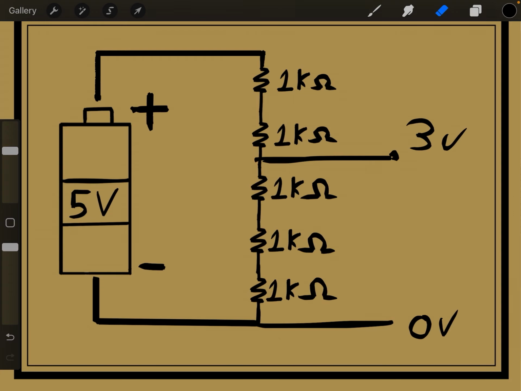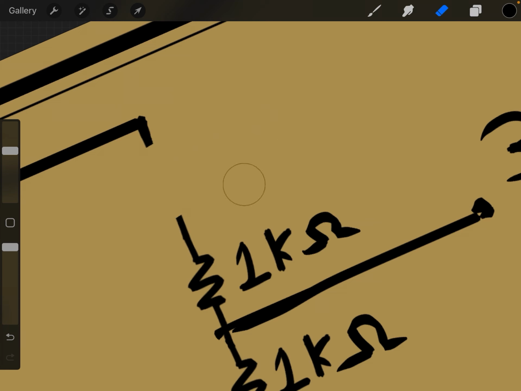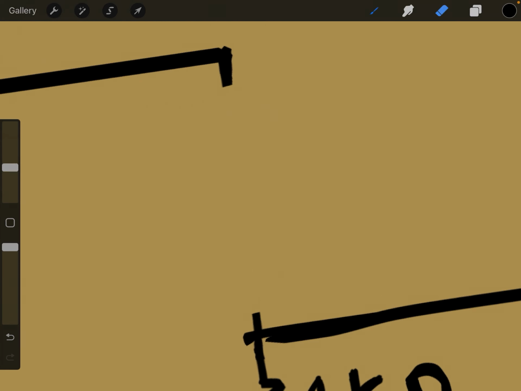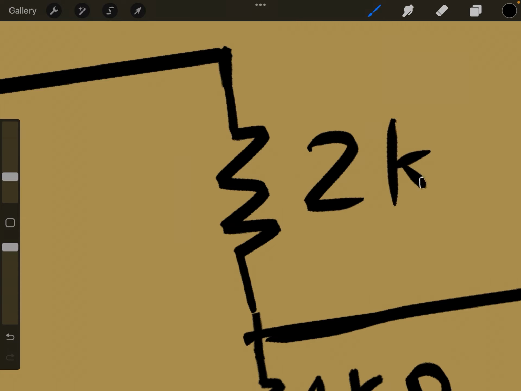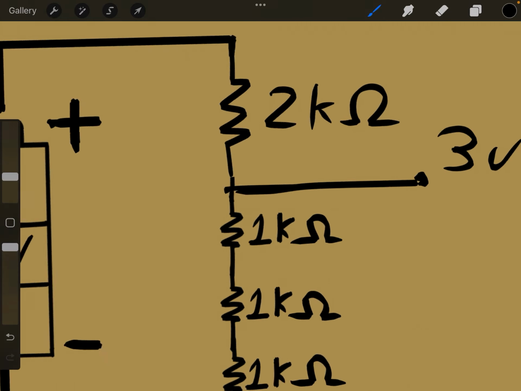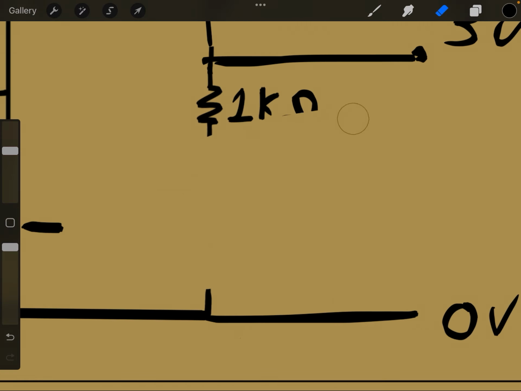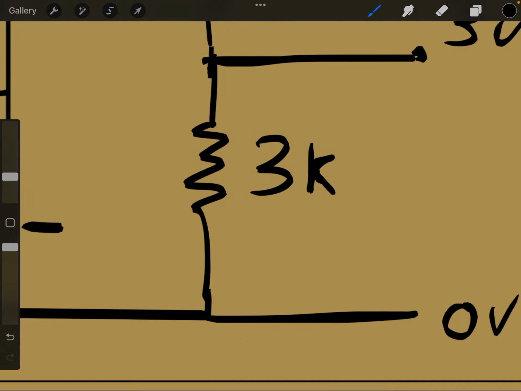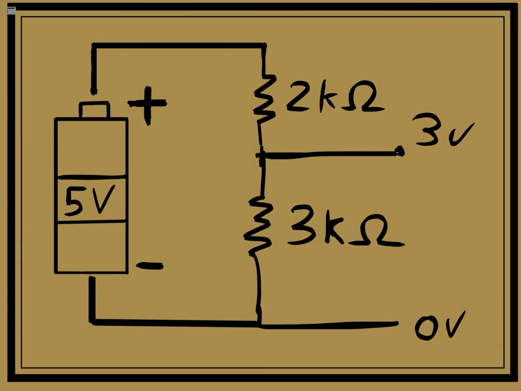And if you remember our video about resistors in series, we can simply combine these to be bigger resistors. So this can be a 2 kilo ohm resistor, and this here can be a 3 kilo ohm resistor. And that there is our voltage divider circuit, which lets us control voltages in electronic circuits.